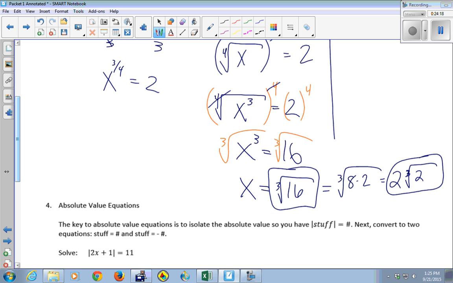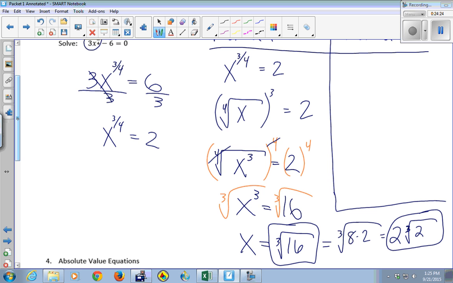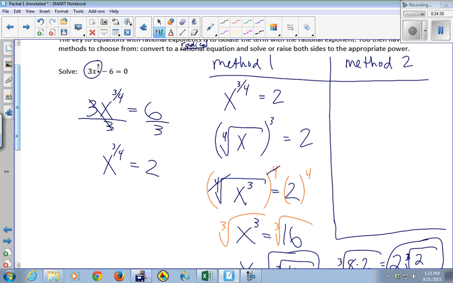All right, so that's method 1, which is convert it from a fractional exponent to a radical, right? To change the bottom to the root. All right, the other method, a lot of people like this better after they've seen the first one. If you have x to the 3/4 equals 2, I'm going to raise both sides to a power. It's a little bit cleaner.